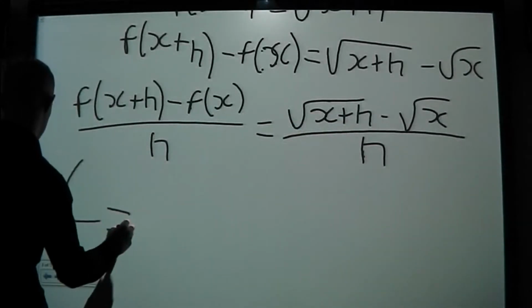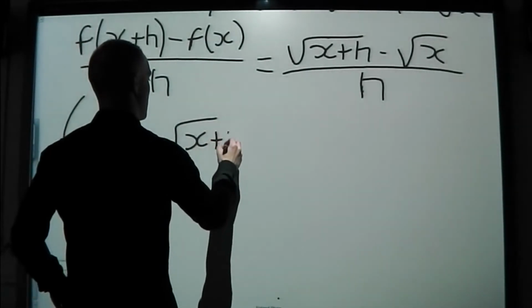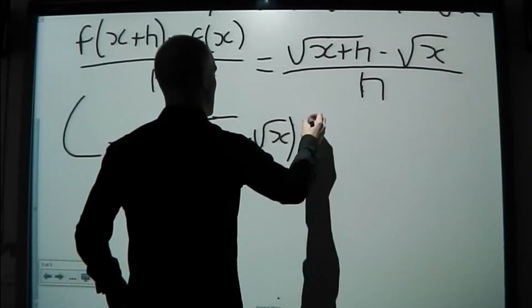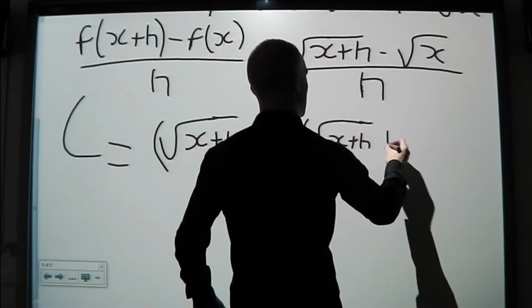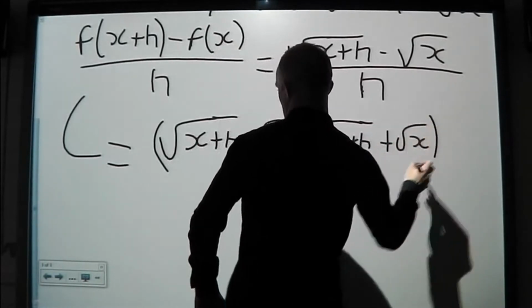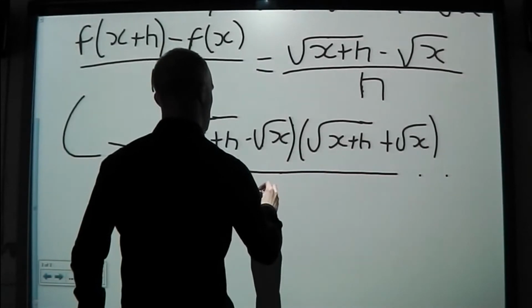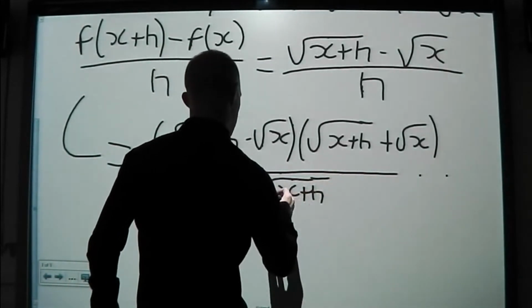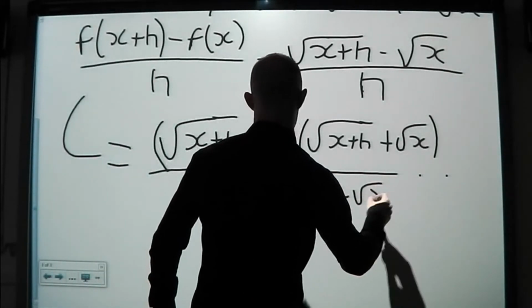So that is equal to the square root of x plus h minus root x, times the square root of x plus h plus root x, all over h times square root of x plus h plus root x.